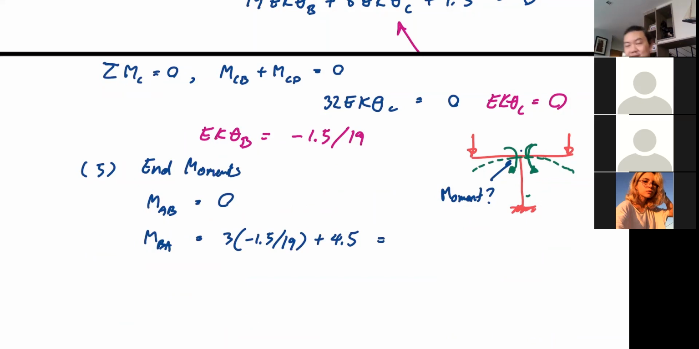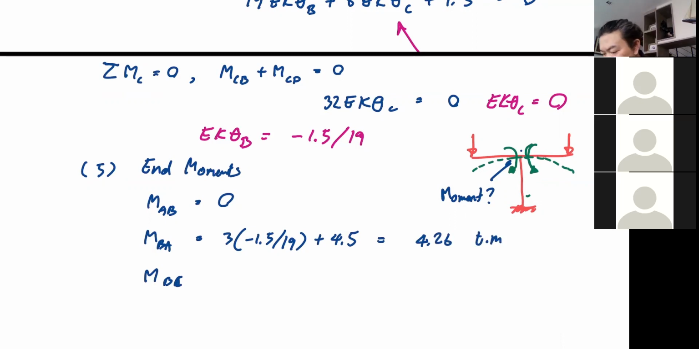Hey, wait a minute. Okay, I should go ahead and write. 4.26 plus or minus? Plus. Really? Oh, MBA. Okay. Yeah. Anyone concurs? I get the same result. Okay, great. Thanks, everyone. So we move on to MBC now.